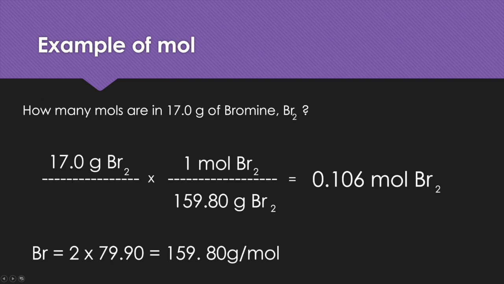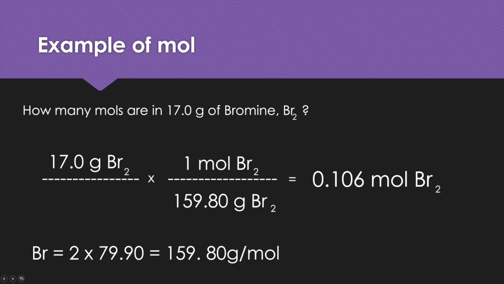Here is an example of a mole. How many moles are in 17.0 grams of bromine, or Br2? To start off your equation, first you look at what is given to you in your question. So in the question you have 17.0 grams of bromine. Once you write down the beginning of your equation, you draw another line, and on the bottom of the line you match up the units so they're diagonal to it.